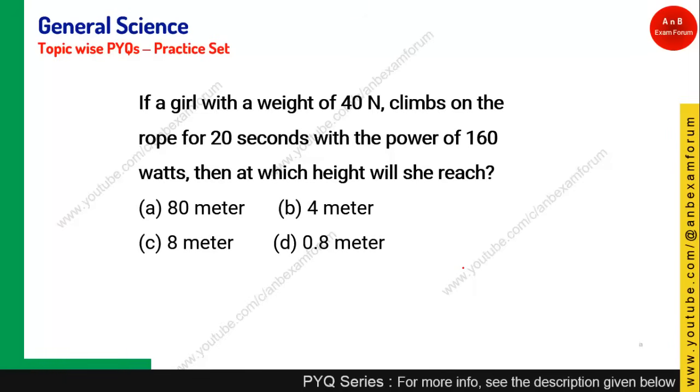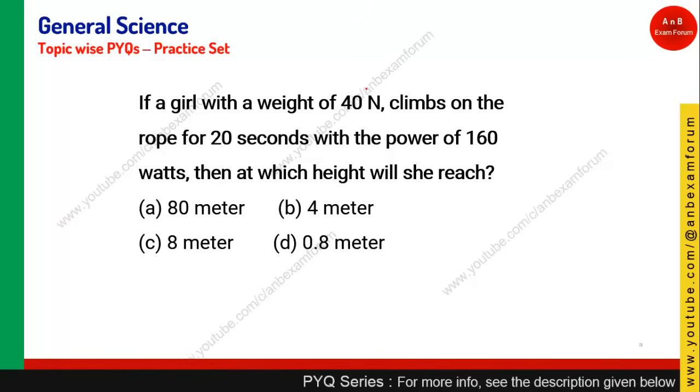Let's see the next one, but this time it is rounded to another statement. If a girl of weight 40 Newton climbs on the rope for 20 seconds with the power of 160 watt, at which height will she reach? So again power is equal to work done upon time taken. Power is 160 watt, and she climbed for 20 seconds. What will be the work done?